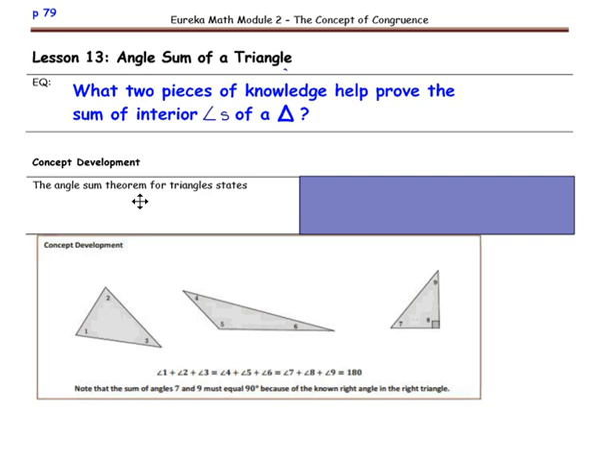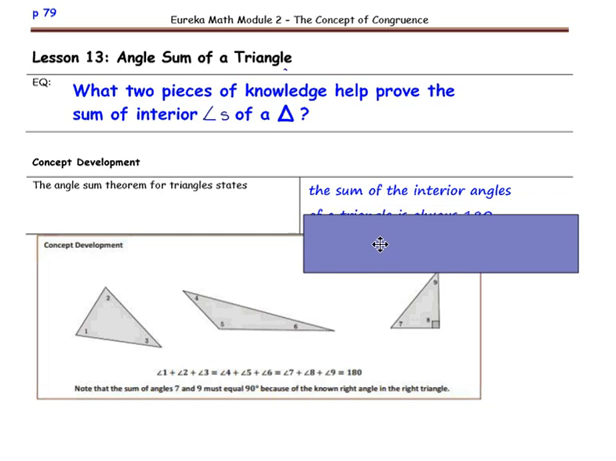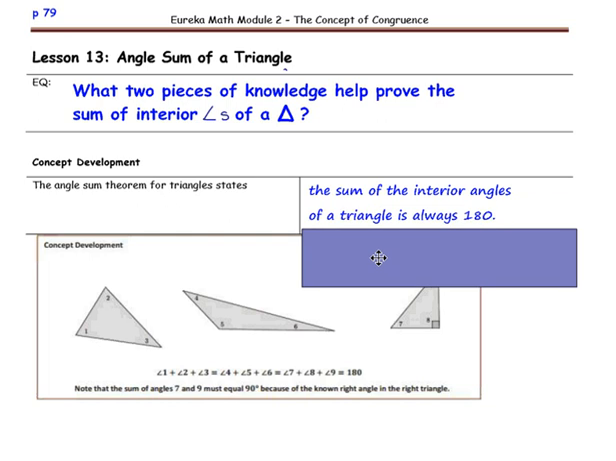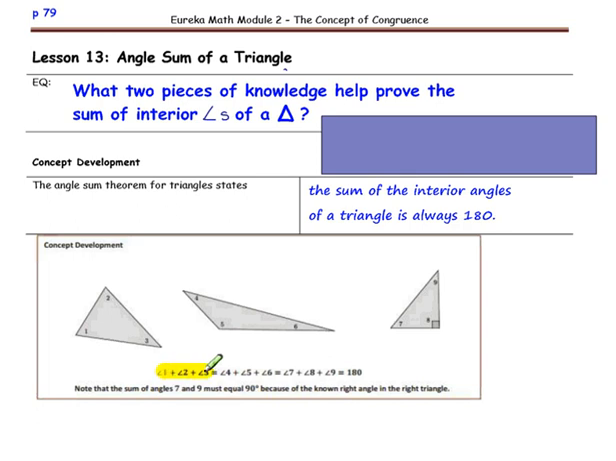The angle sum theorem for a triangle states the sum of the interior angles of a triangle is always 180 degrees. Notice on our three different triangles here, we have our first triangle with angles 1, 2, and 3. And the sum of angles 1, 2, and 3 is equal to the angles 4 plus 5 plus 6, which is also equal to 7 plus 8 plus 9, which is equal to 180 degrees.